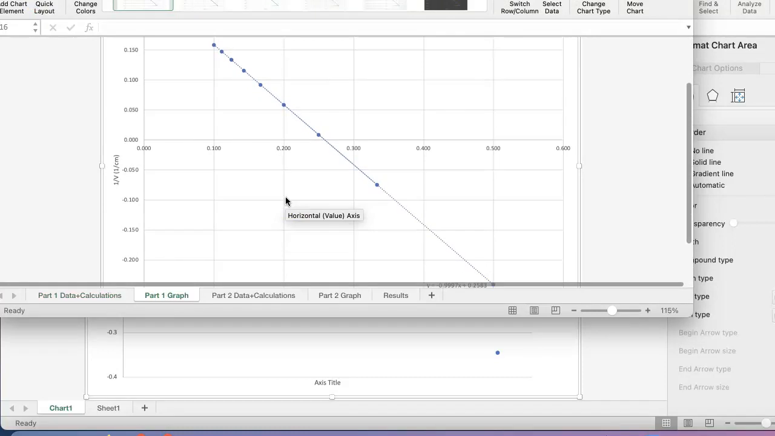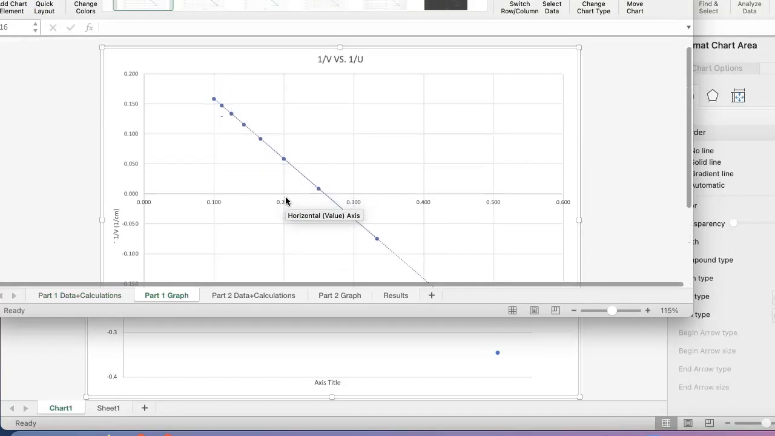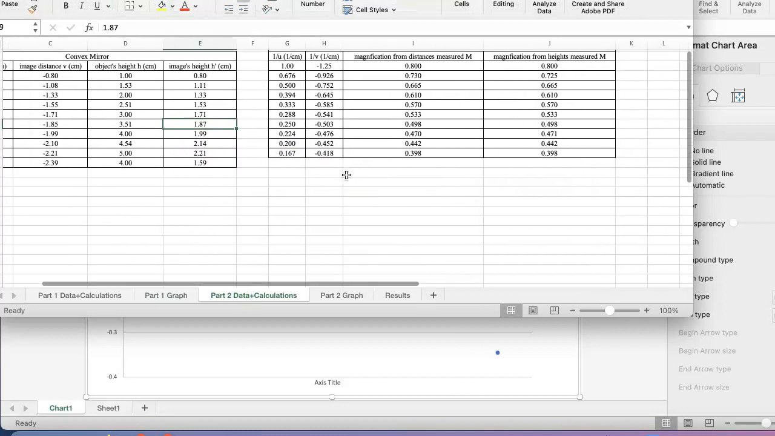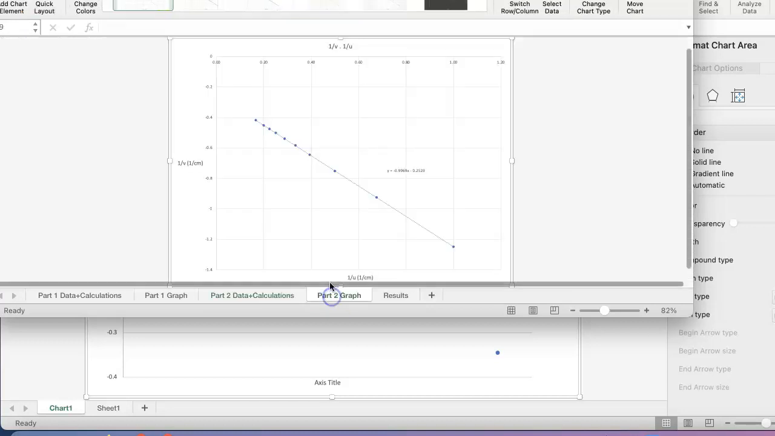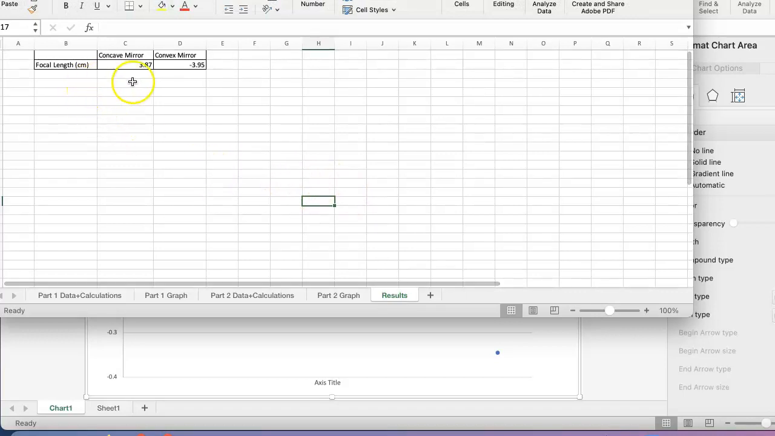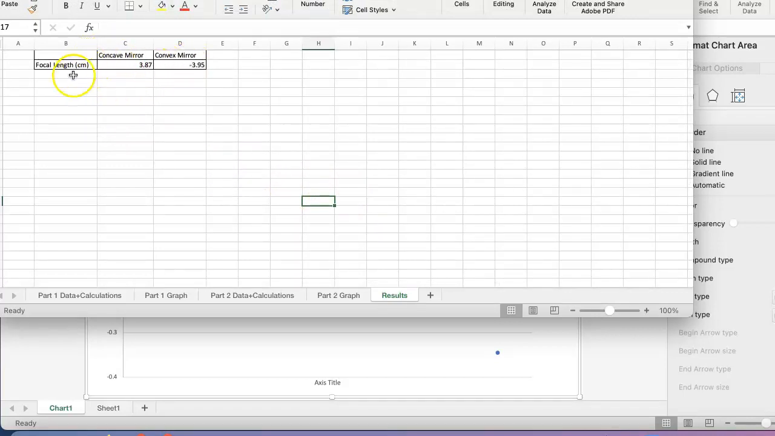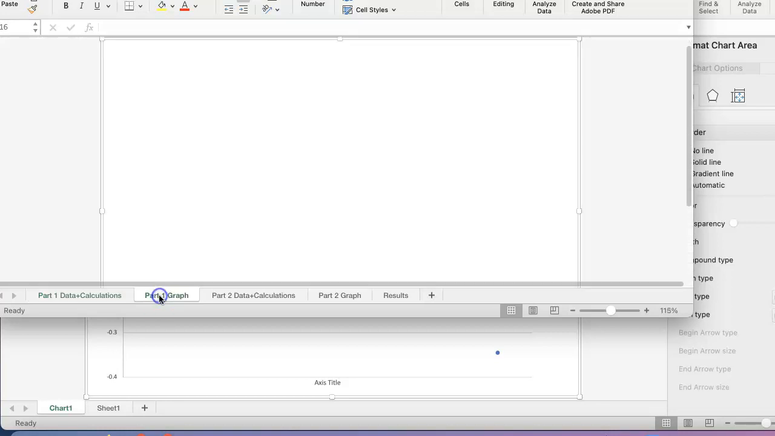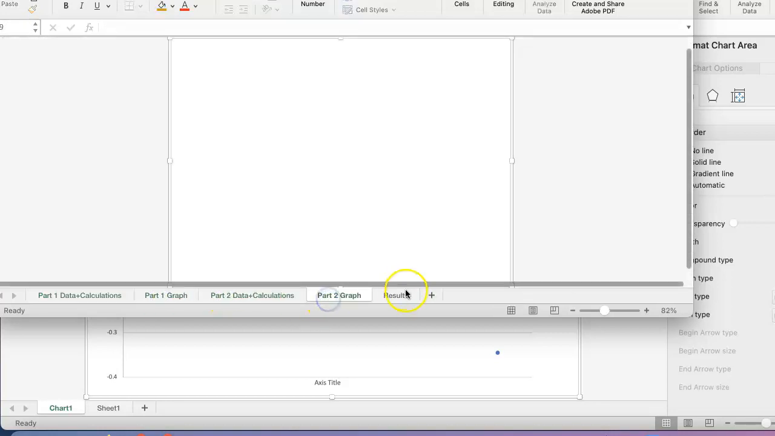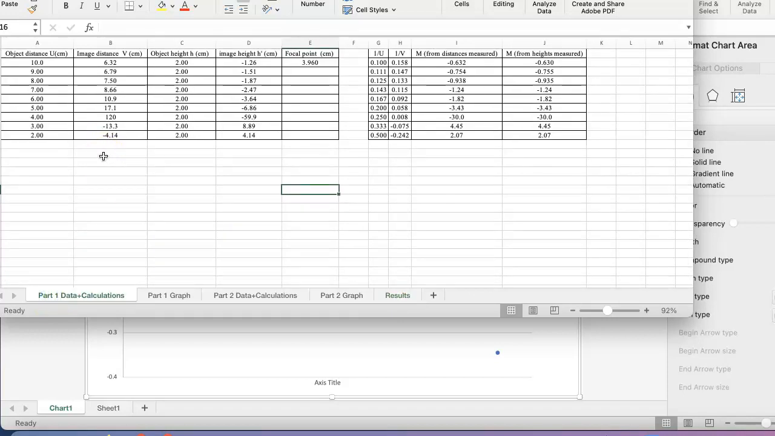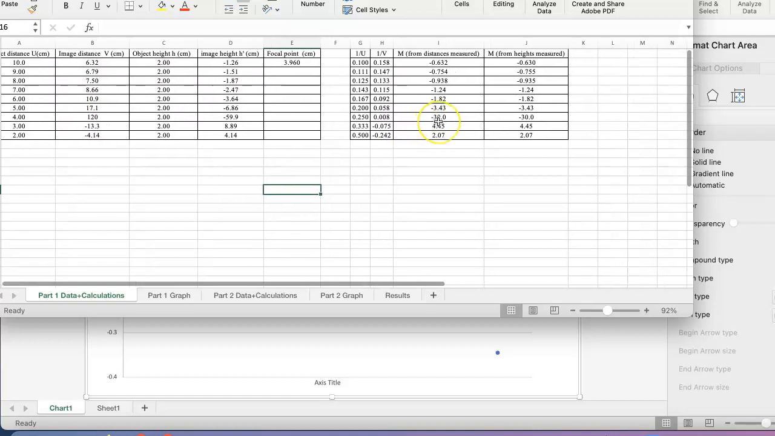This is a better graph that I did. Okay, this is part 2 for the convex. I did the same thing, and this is the graph, and here are my results, for my concave mirror and for my convex mirror. Then this is how it should be looking. You will not be able to access this graph, and this is what I did to complete all my data.